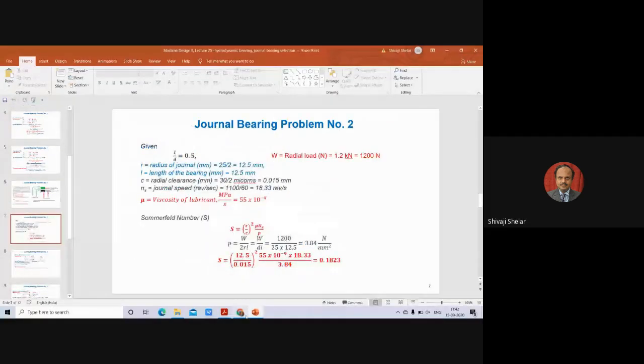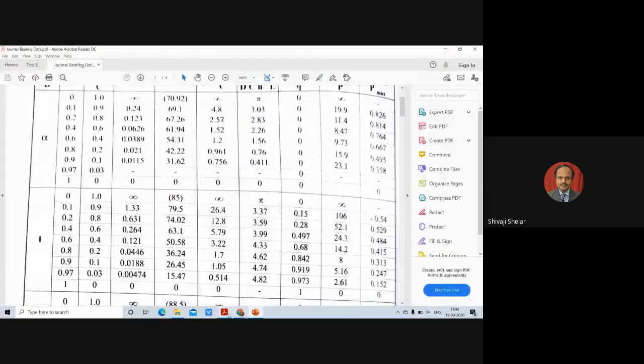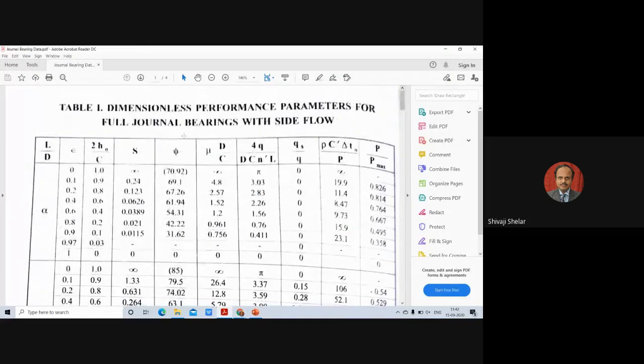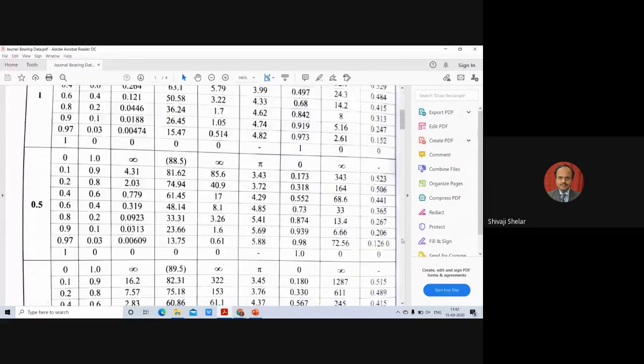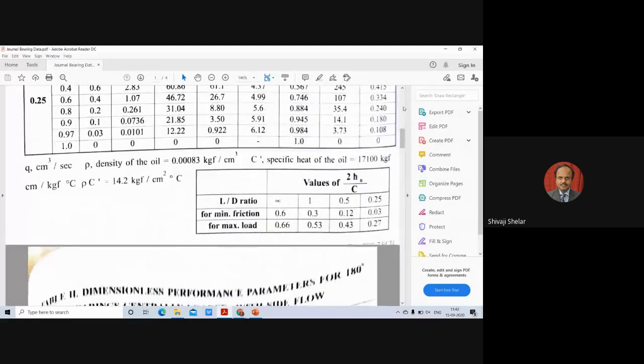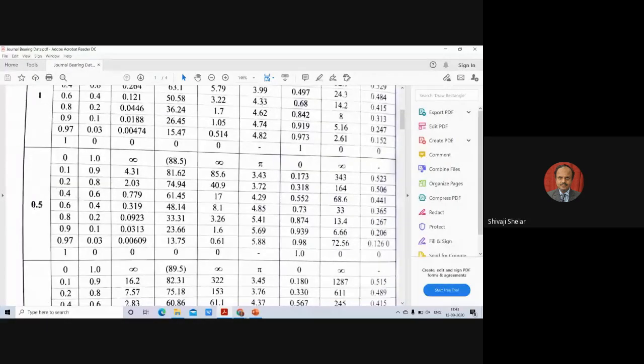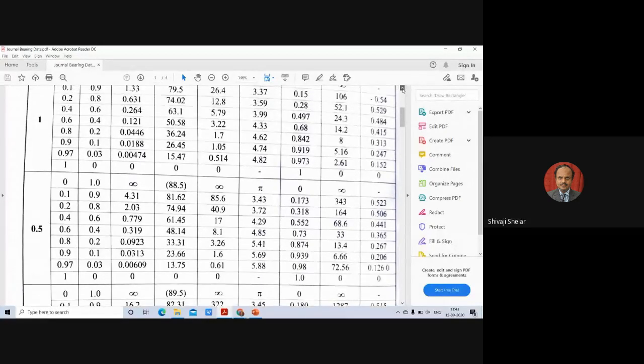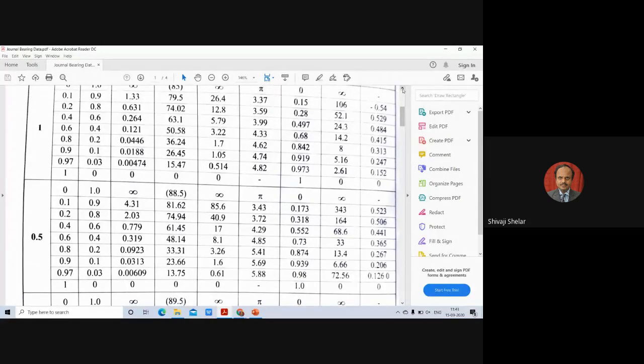If you go to the table here, we again have the 360 degree, same table we are referring, dimensionless parameters for full journal bearing with side flow. Here we have L by D equal to 0.5. So this table we have to refer. Then we have calculated the Sommerfeld number. This is the column for the Sommerfeld number.